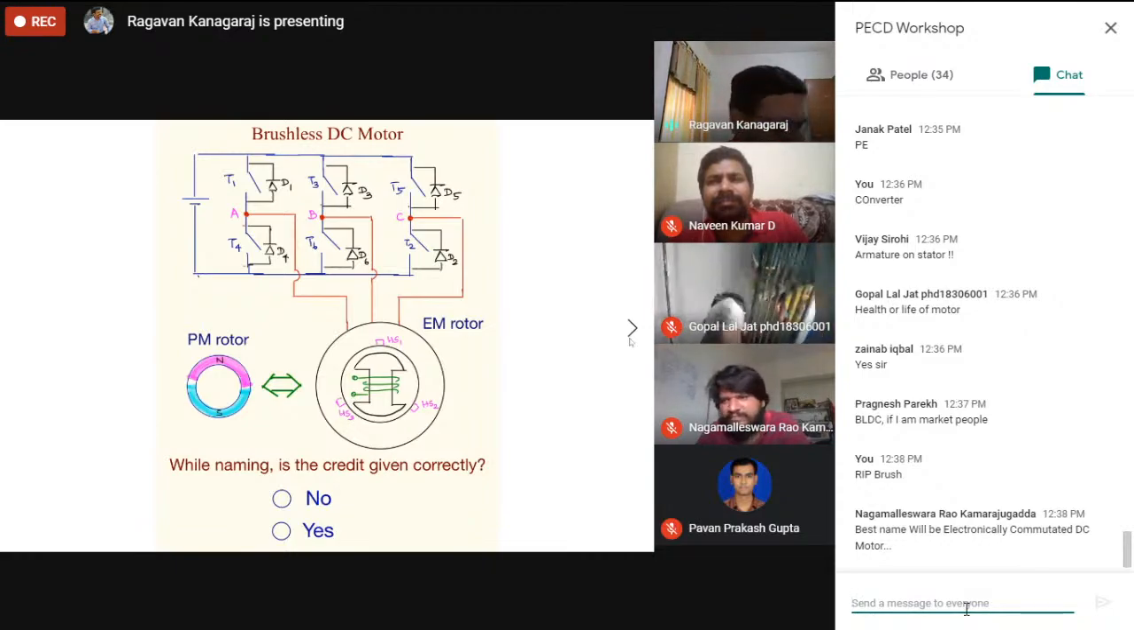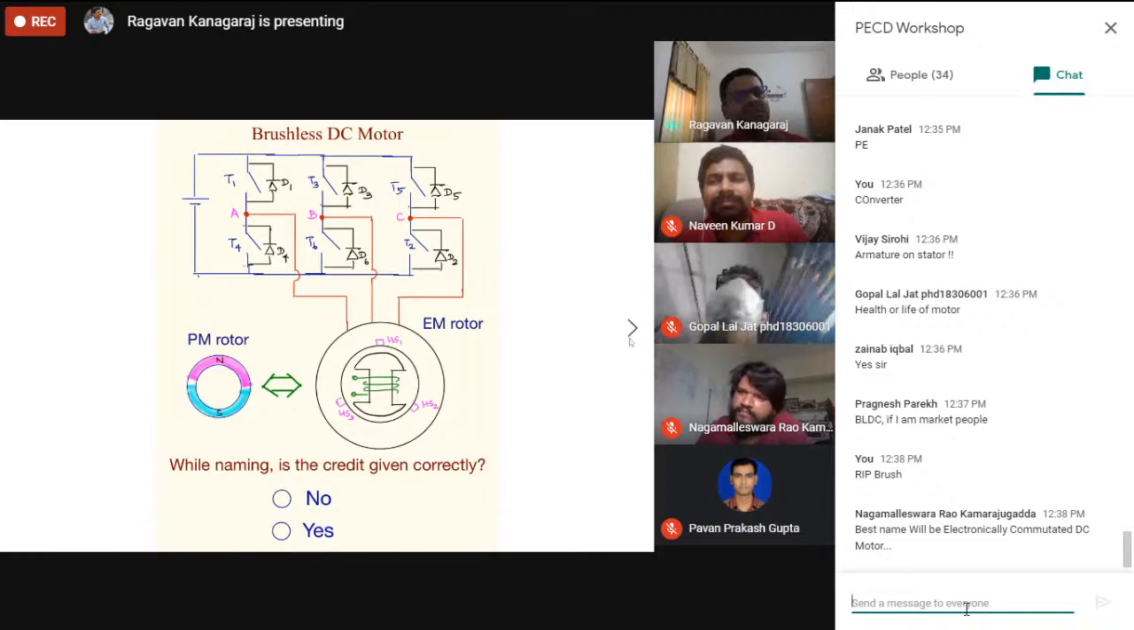And all the students, whether it is an M.Tech student or PhD student, they always think that permanent magnet is great. Permanent magnet is not great. What is great is electronics. By giving this naming like brushless DC motor, the credit, instead of giving to the right person, we are giving it to a wrong place. When this motor is not having brushes, why are you talking about brushes? Do you follow what I'm saying? When brush is not there, why are you talking about brush?